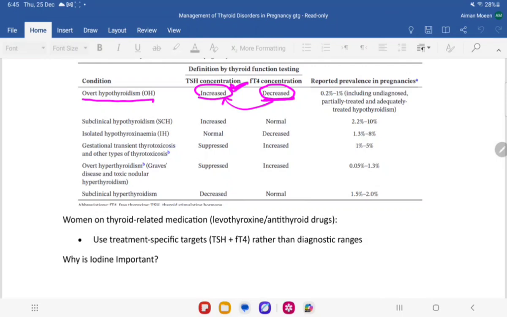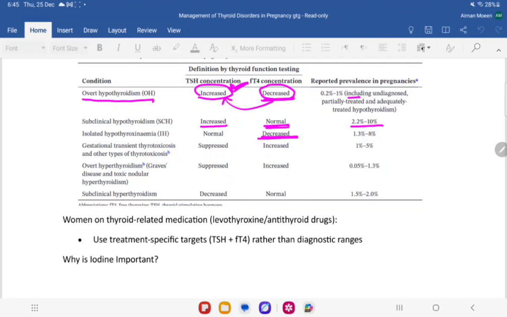In subclinical hypothyroidism, what happens? There is increase in the TSH concentration, but the free T3, T4 are normal. Okay, overt hypothyroidism makes about 0.2 to 1%, and the subclinical is 2.2 to 10%. Isolated hypothyroxemia means only the free T4 concentration would be less.